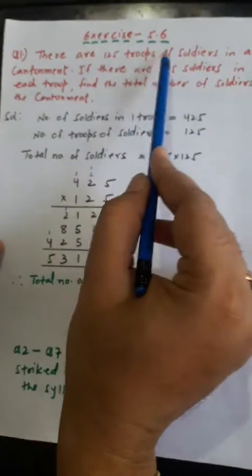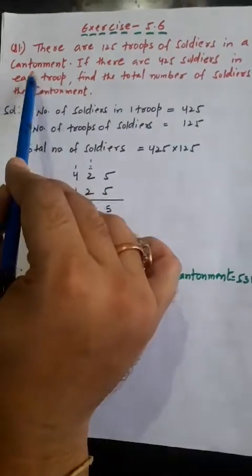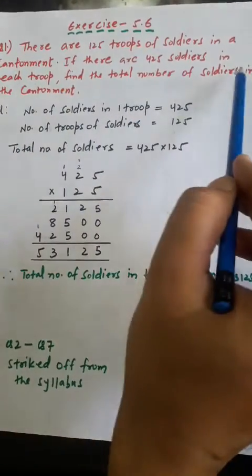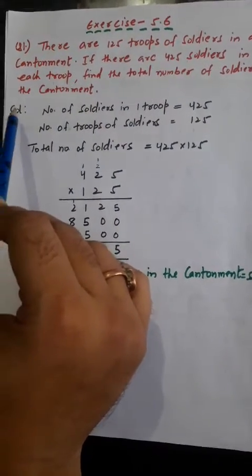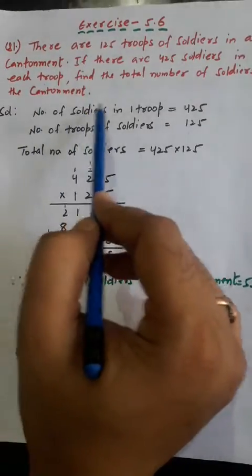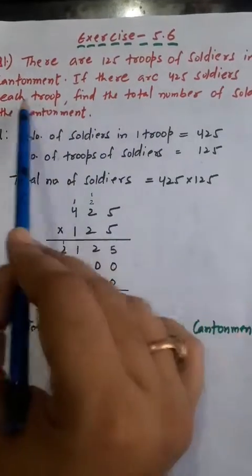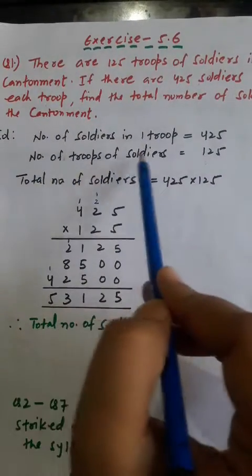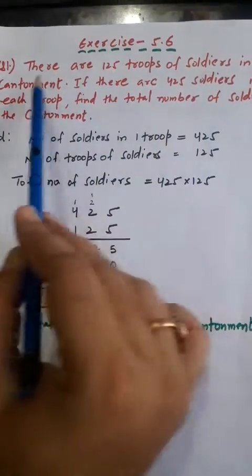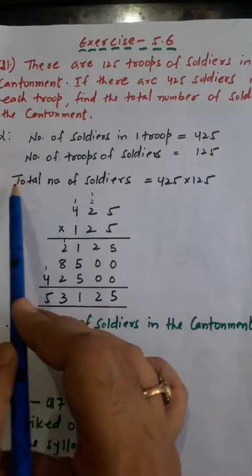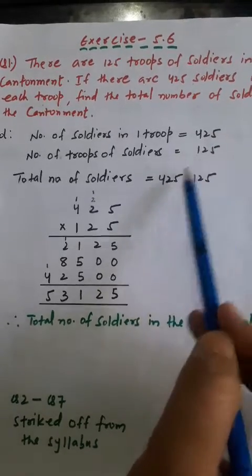There are 125 troops of soldiers in a cantonment. If there are 425 soldiers in each troop, find the total number of soldiers in the cantonment. So first, let's solve it. Number of soldiers in one troop is equal to 425. It has been mentioned in the question. Number of troops of soldiers is 125 troops in a cantonment. So total number of soldiers will be 425 multiplied by 125.